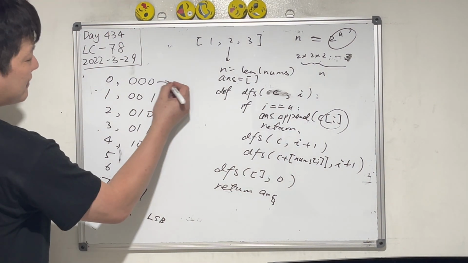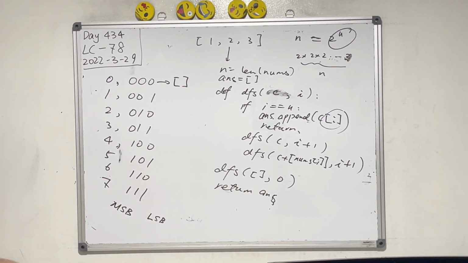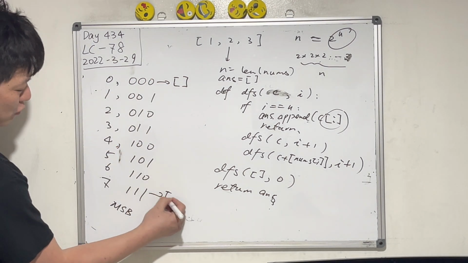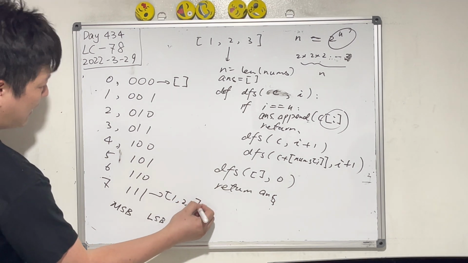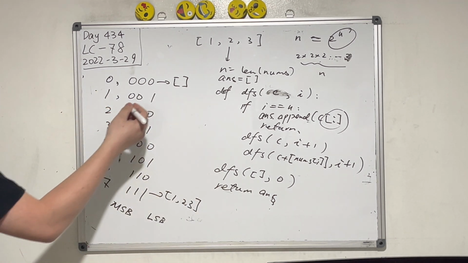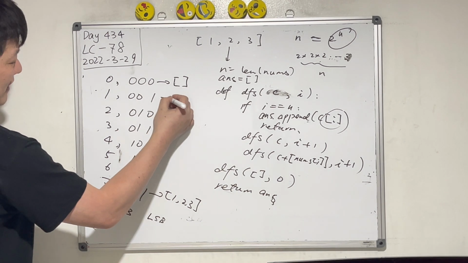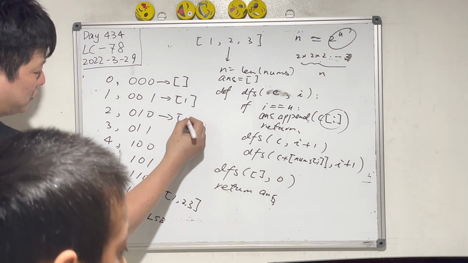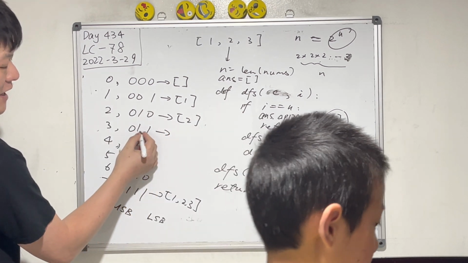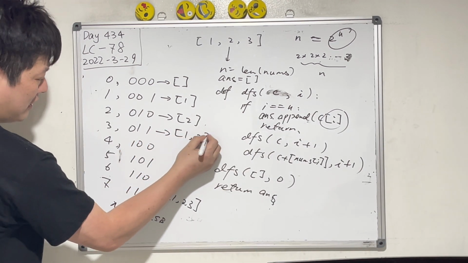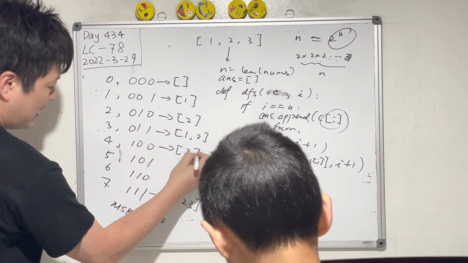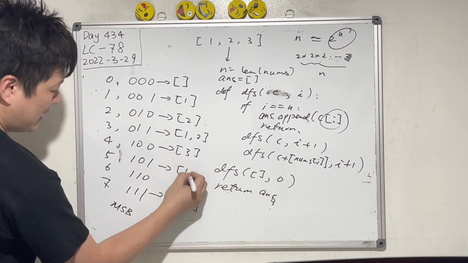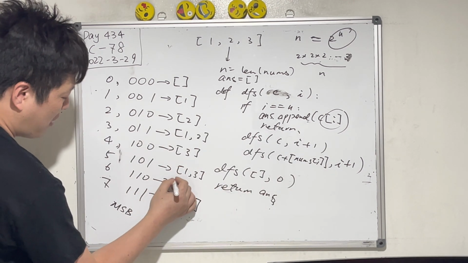If it's 0, 0, 0, the subset is the empty list. If it's 1, 1, 1, it is 1, 2, 3. Then 0, 0, 1 is 1. 0, 1, 0 is 2. 0, 1, 1 is 1, 2. And then this is 3. This is 1, 3.